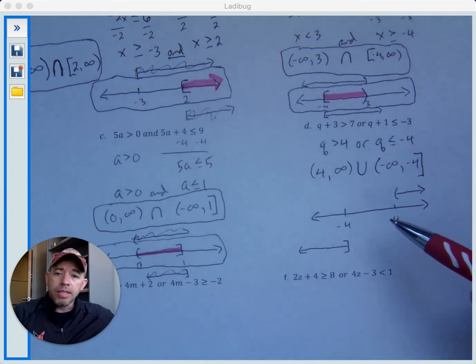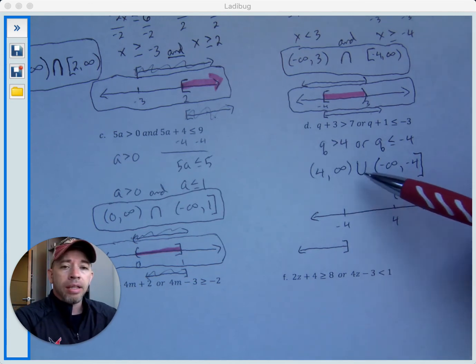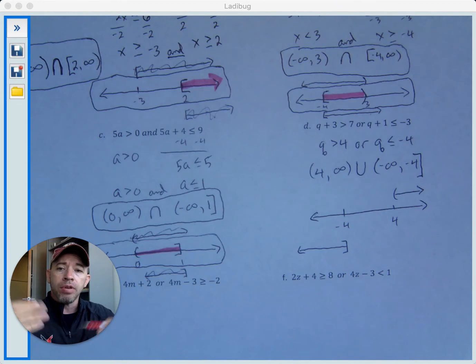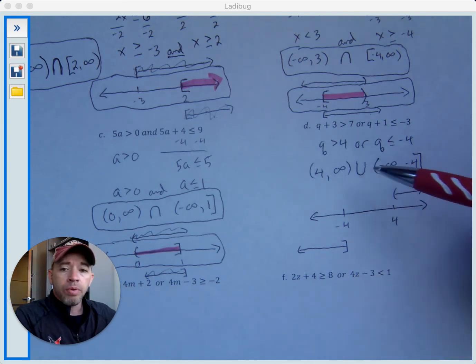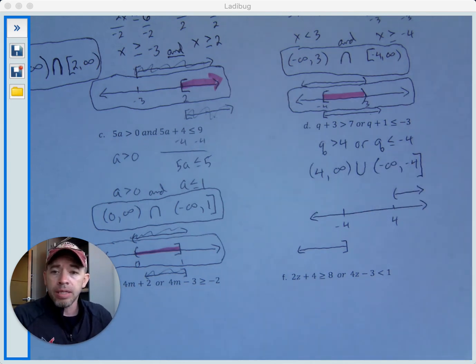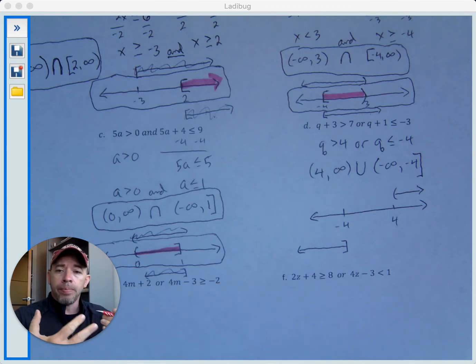But or is not the same as and. We're not looking for an intersection. In fact, if this were an and, there would be no intersection and you would have no solutions, right? And that happens sometimes, so be aware of that. If this were an and, we would have no solutions at all, right? It'd be the empty set. But it's an or. An or means we combine the two together, so anything we have graphed gets put on the number line.